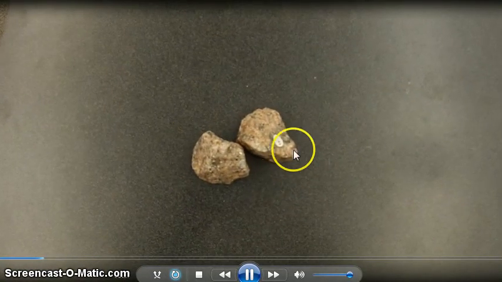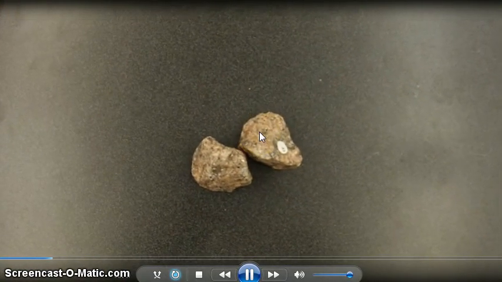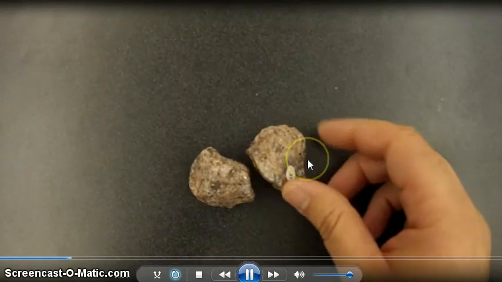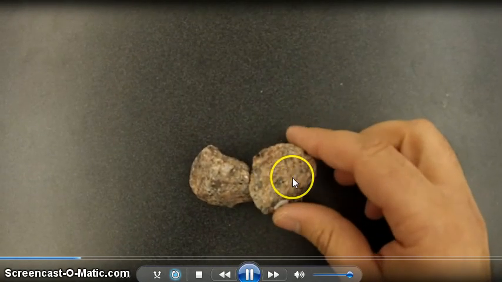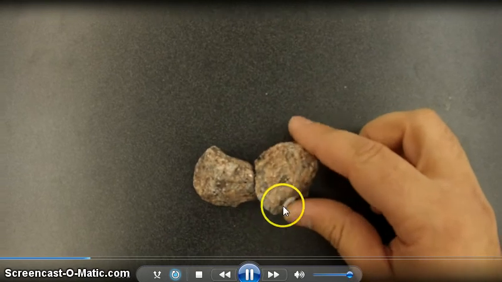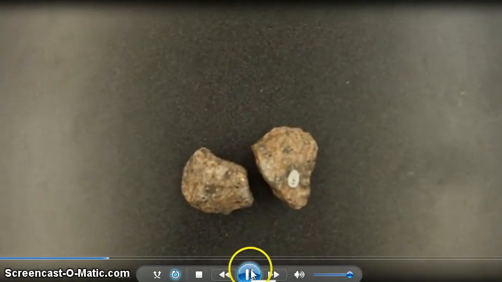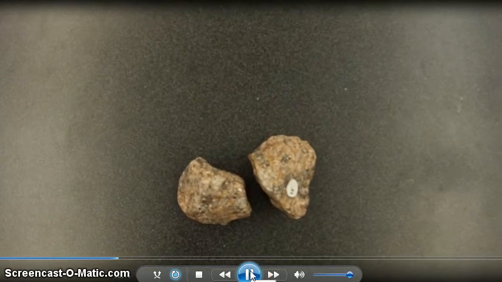Starting off here with our first igneous rock, which is going to be granite. Granite is an intrusive igneous rock. It has very, very large crystals inside of it. As we looked at the granite with its large crystals, we can see that it cooled very, very slowly, and that's why it's an intrusive igneous rock.